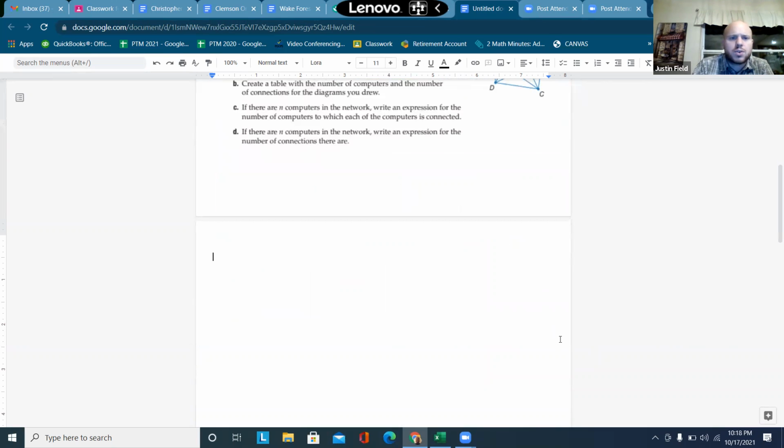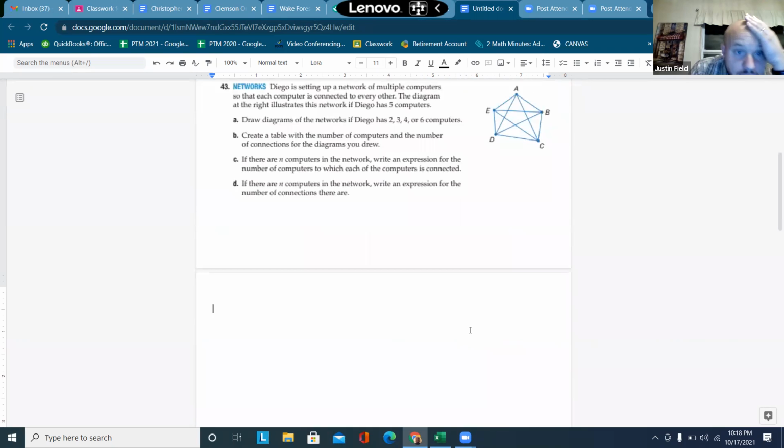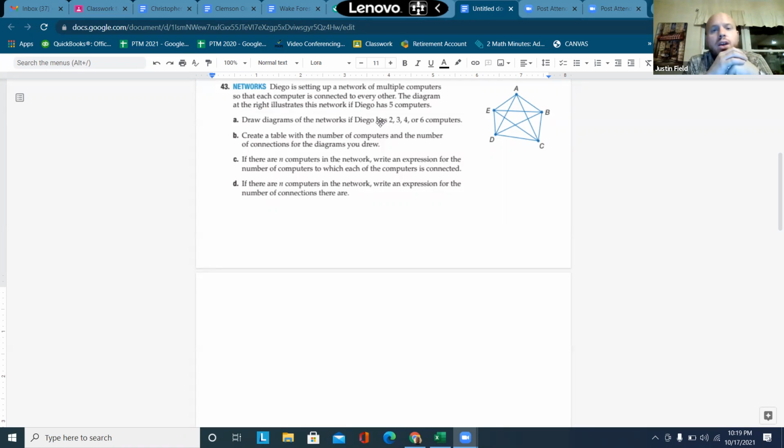Gotta give myself some more space here. All right, networks. Diego, oh, I know Diego, it's Dora's cousin. Diego is setting up a network of multiple computers so that each computer is connected to every other. The diagram at the right illustrates this network if Diego has 5 computers. Draw diagrams of the network if Diego has 2, 3, 4, or 6 computers.